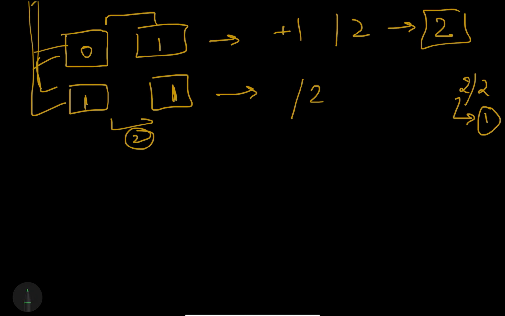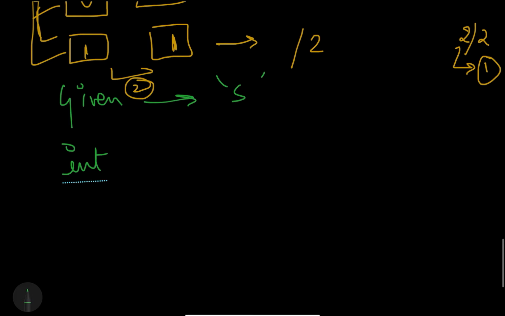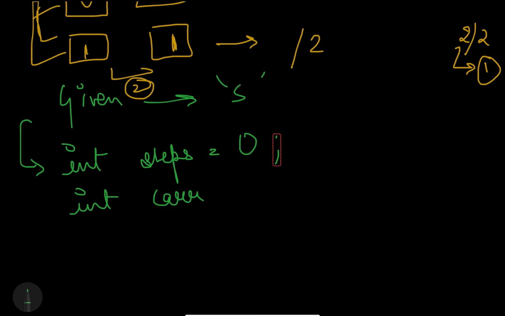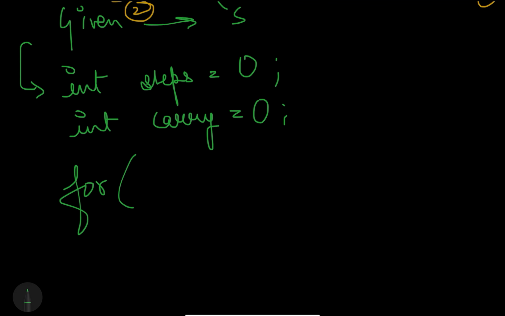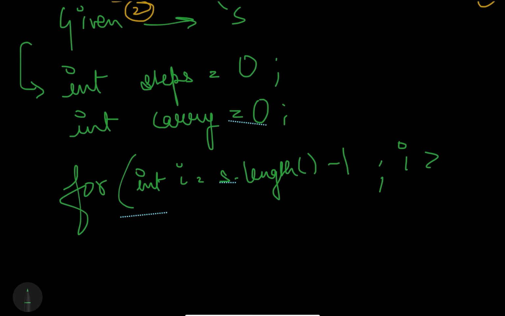So first, we take our binary string s. And we take a variable in which we count the number of steps, and another variable in which we store our carry. Now we iterate from LSB to MSB, which is i equal to s.length minus 1 till i greater than 0, and i minus minus.